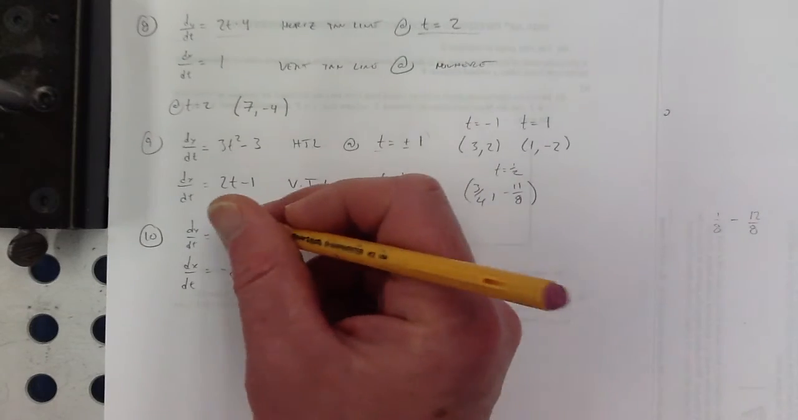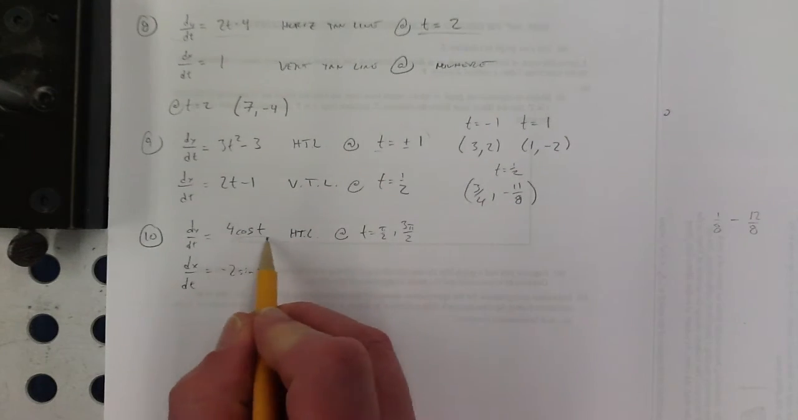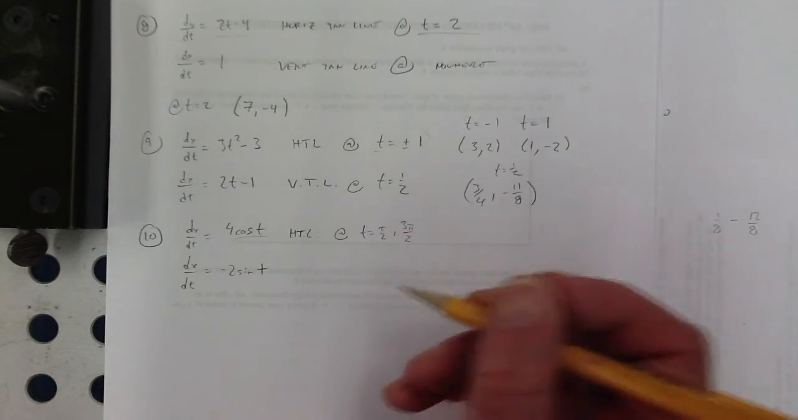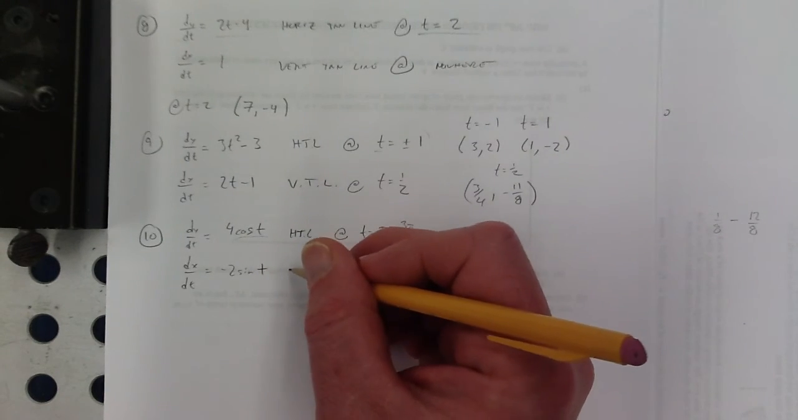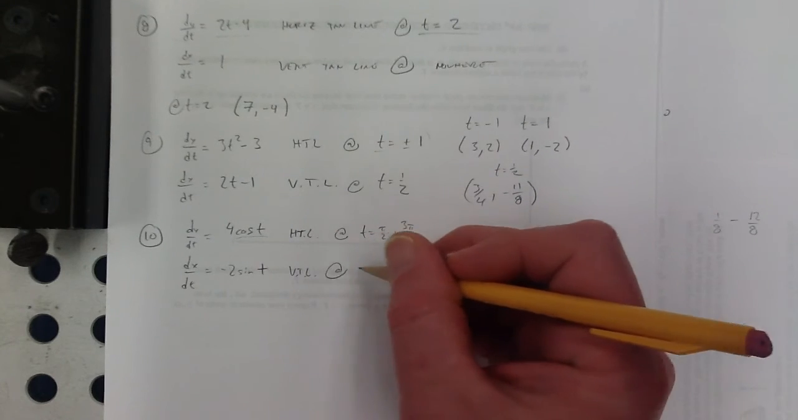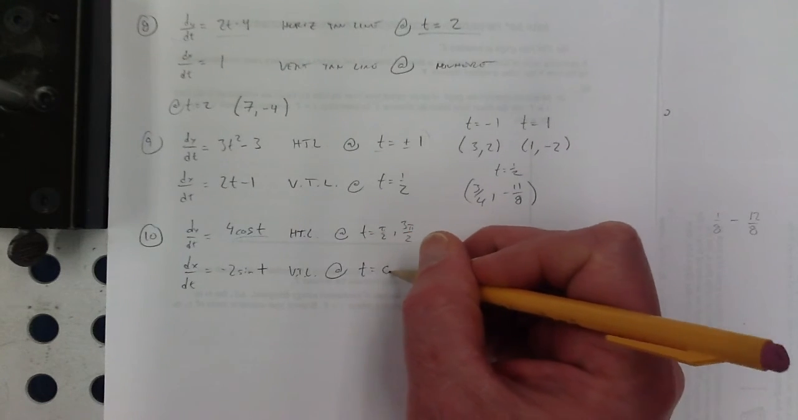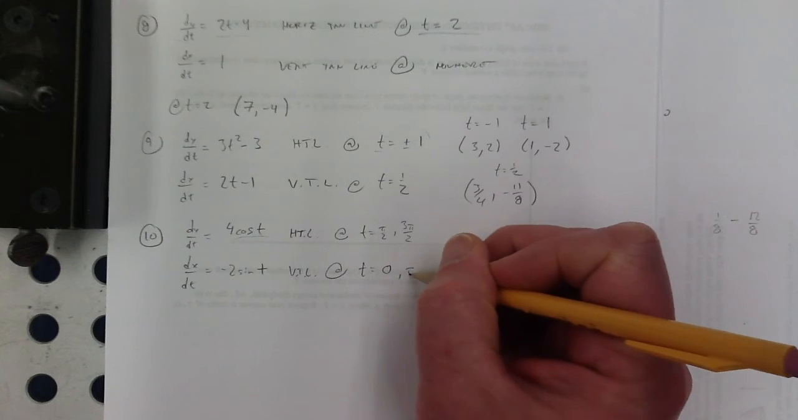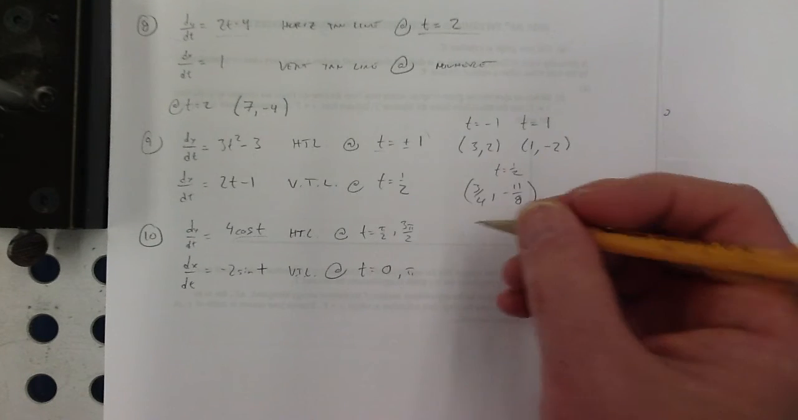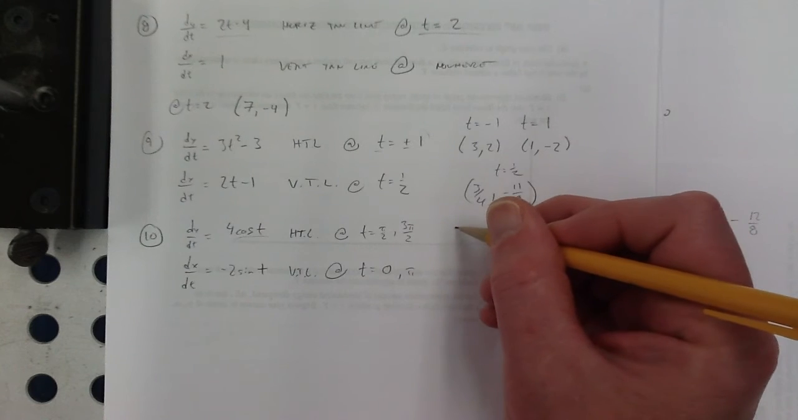The 4 doesn't make any difference because it's not in there. The period of this is still 2 pi. Same here, the -2 doesn't matter. So the vertical tangent lines are going to happen when the sine function is equal to 0. That's at time 0 and pi, and it would be 2 pi also, but the 2 pi is not included in the interval, so just at 0 and pi. And now I need to find my points.